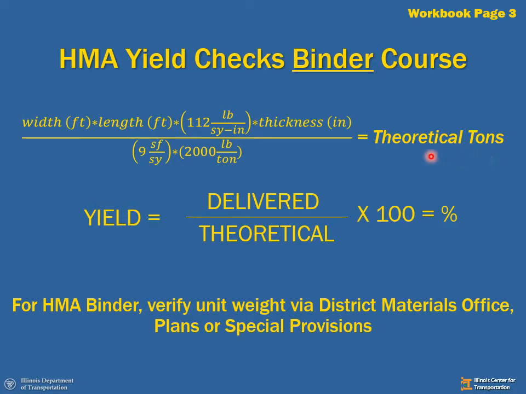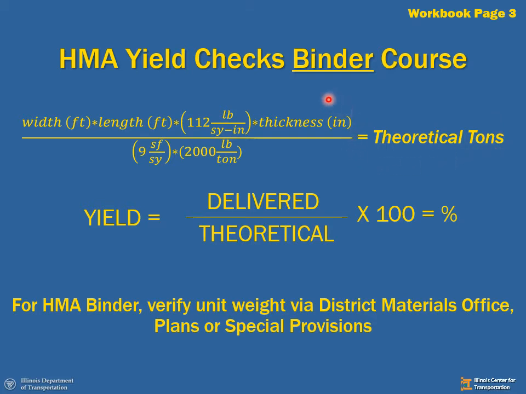The equation for the theoretical tons of HMA binder that would be required is width in the units of feet times length in the units of feet times our density, and if you're not told otherwise, we're going to use 112 pounds per square yard inch, times the mat thickness in inches. We have some conversions to get from square feet to square yards, and pounds to tons. We have 9 square feet per square yard times 2,000 pounds per ton. If we cancel all of our units out, the only one left will be tons.